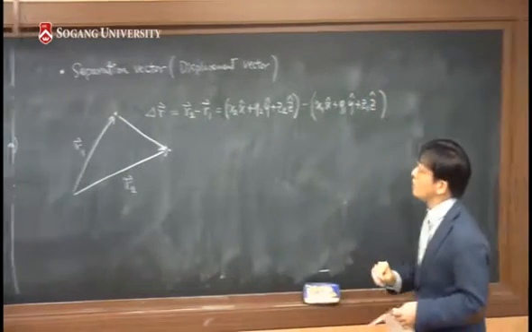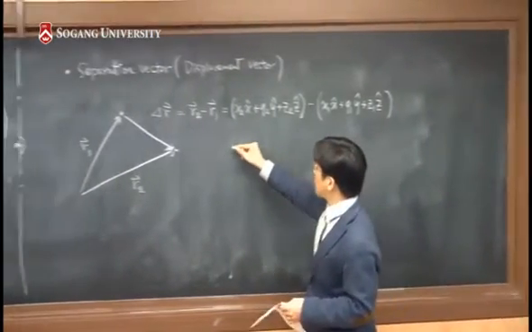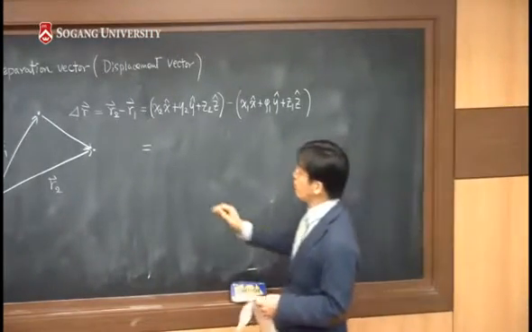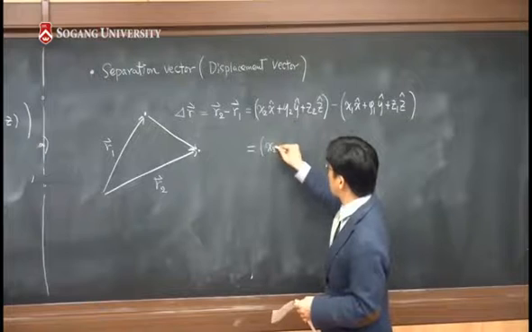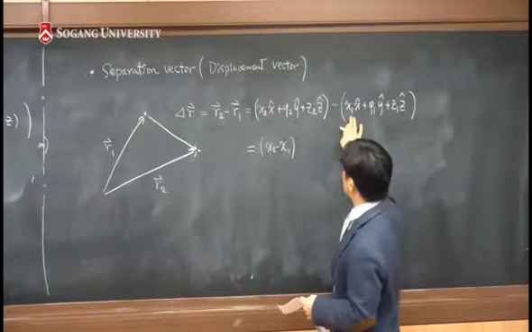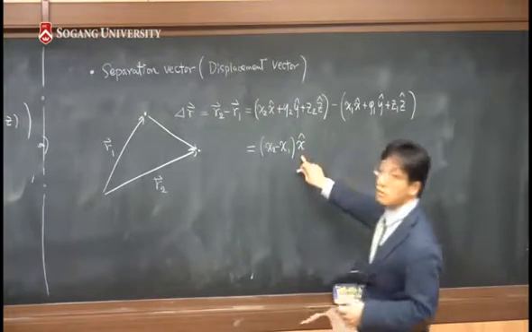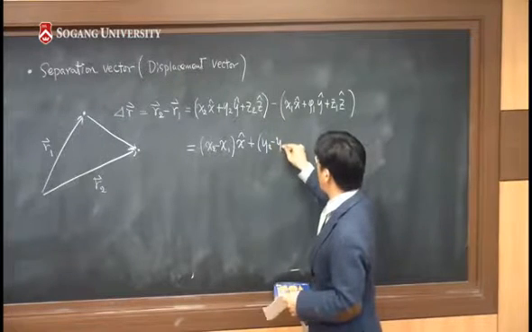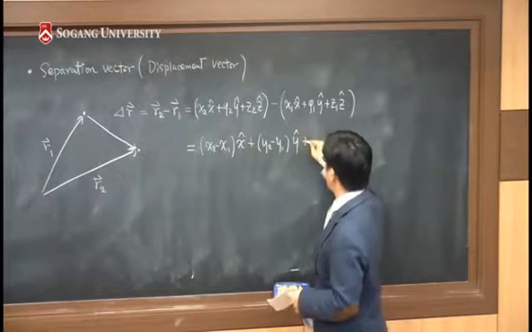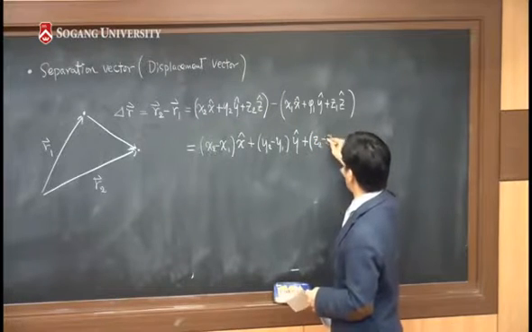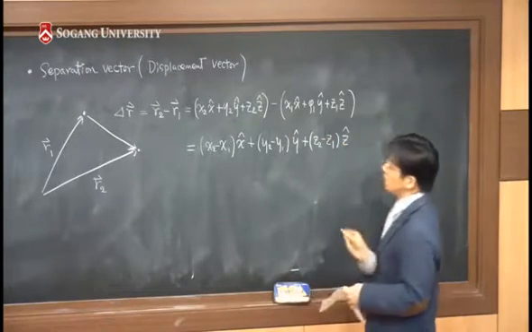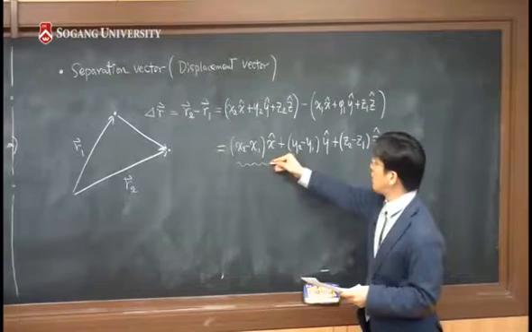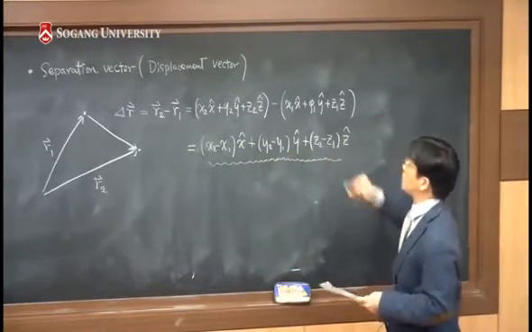Such that this displacement vector will be given in component form as x2 minus x1, having directional component x hat, plus y2 minus y1 as the y component, and z2 minus z1 will have a z component like this.